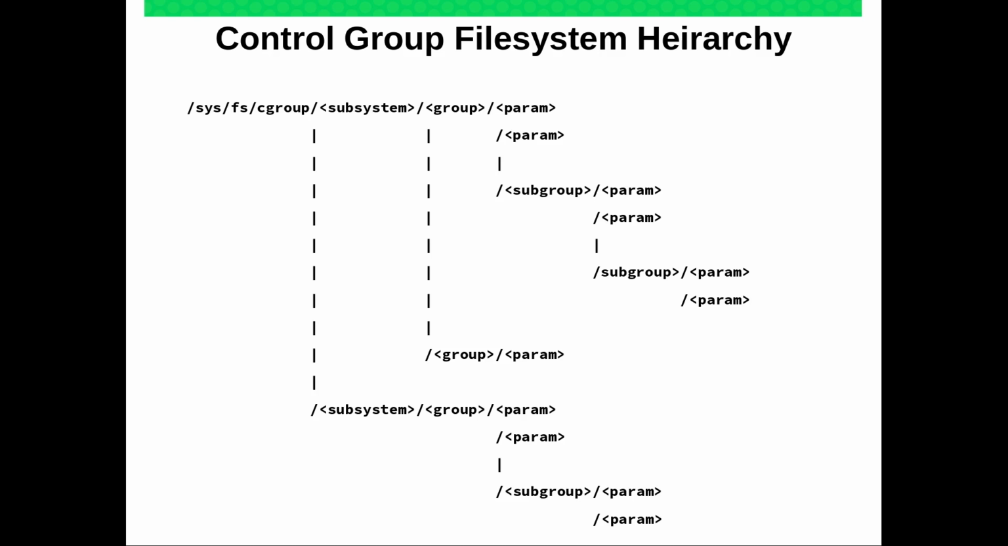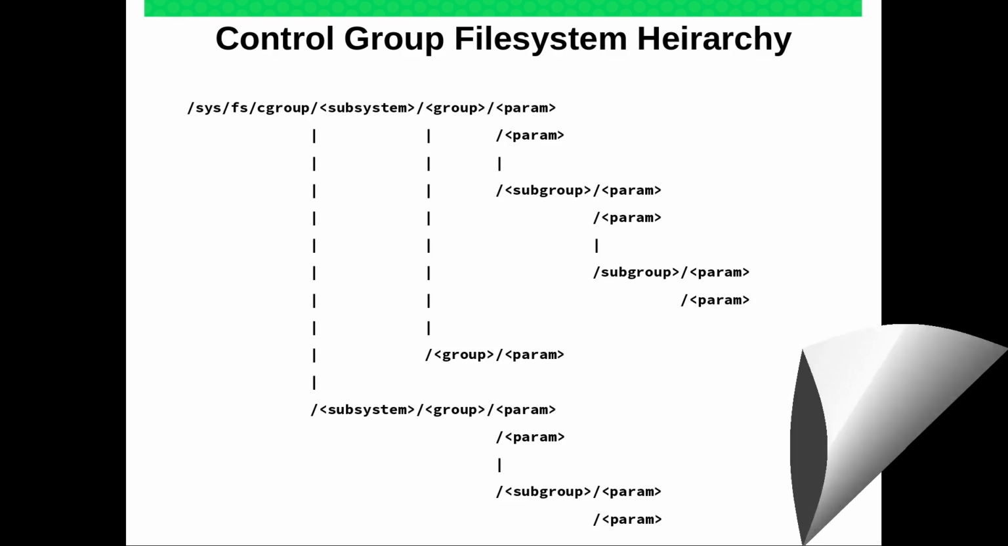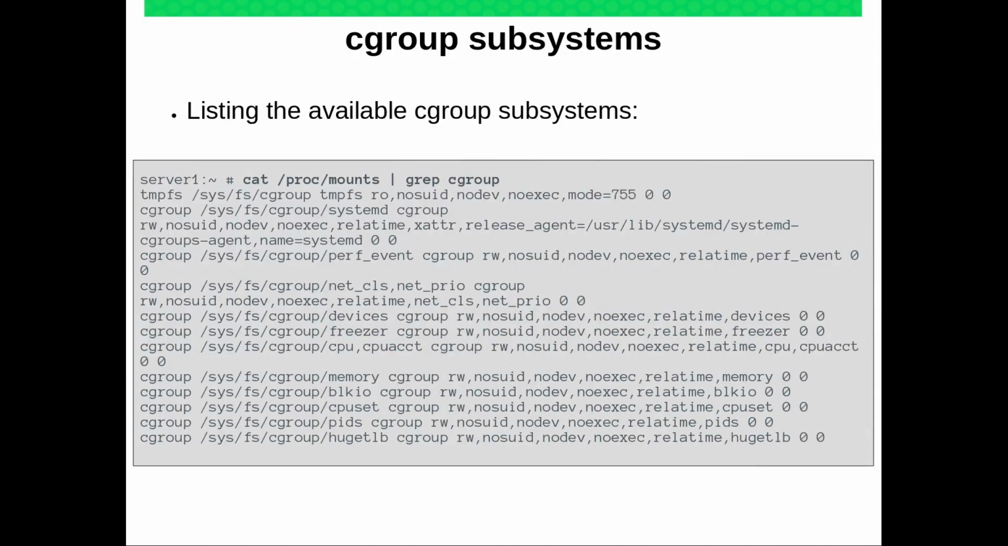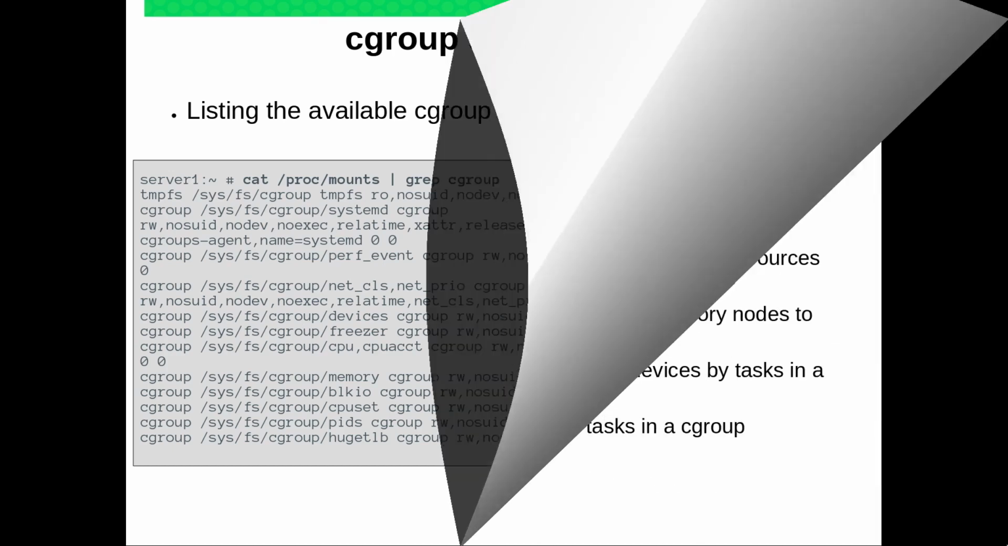We see underneath that a designation for C group, then the group itself, and any parameters and subgroups that might be affected by it. Here's another way of looking at it. If we look at the proc mounts file, cat proc mounts, and we grep for C group, it will show you the different C group items that are currently listed and available.